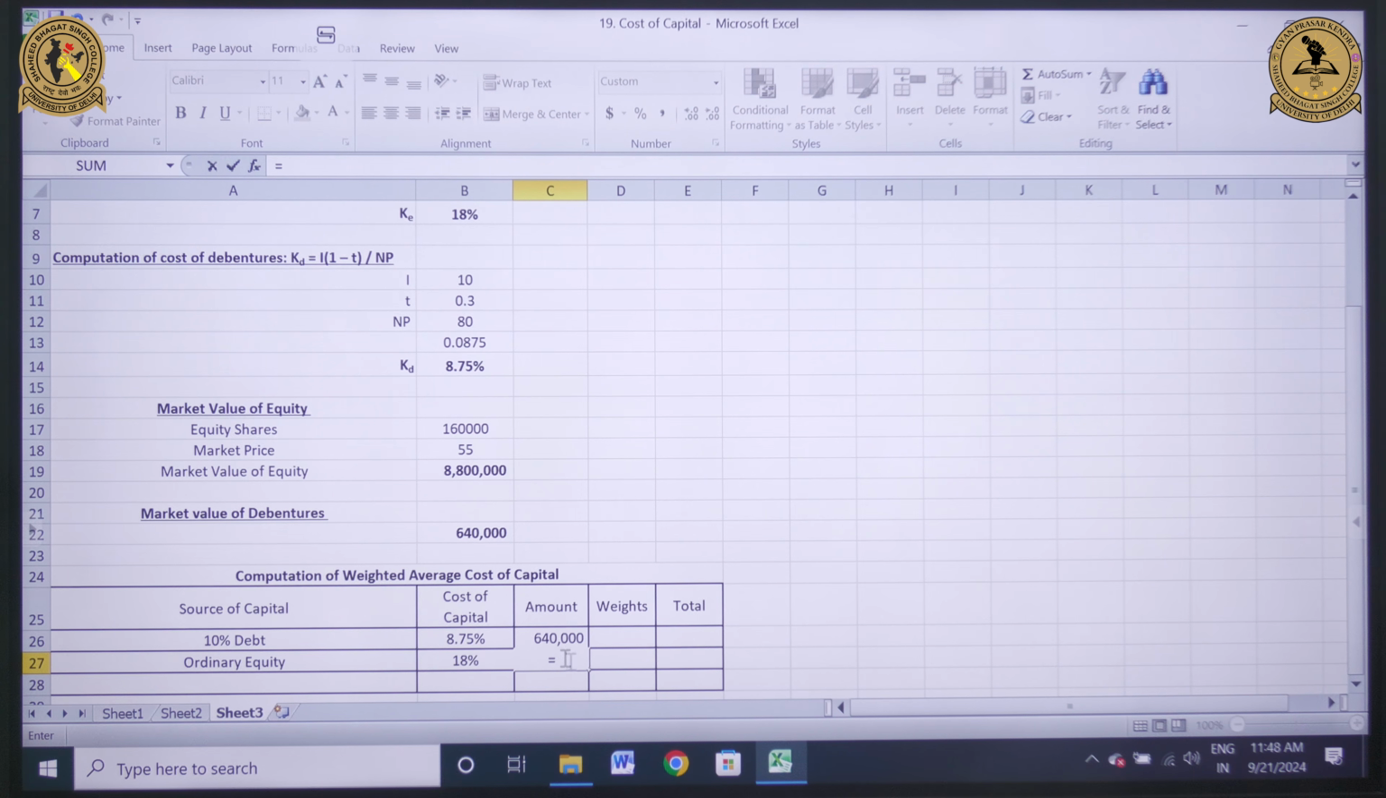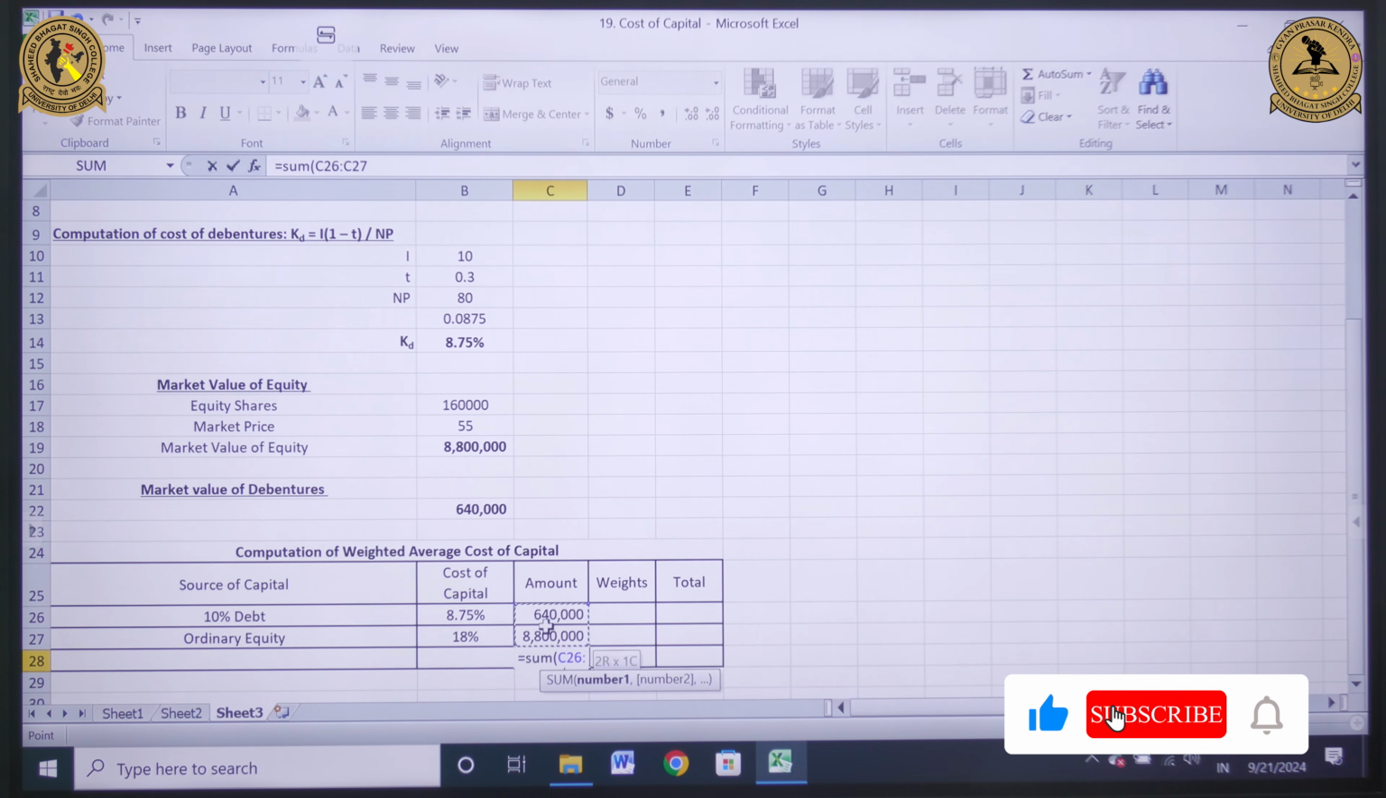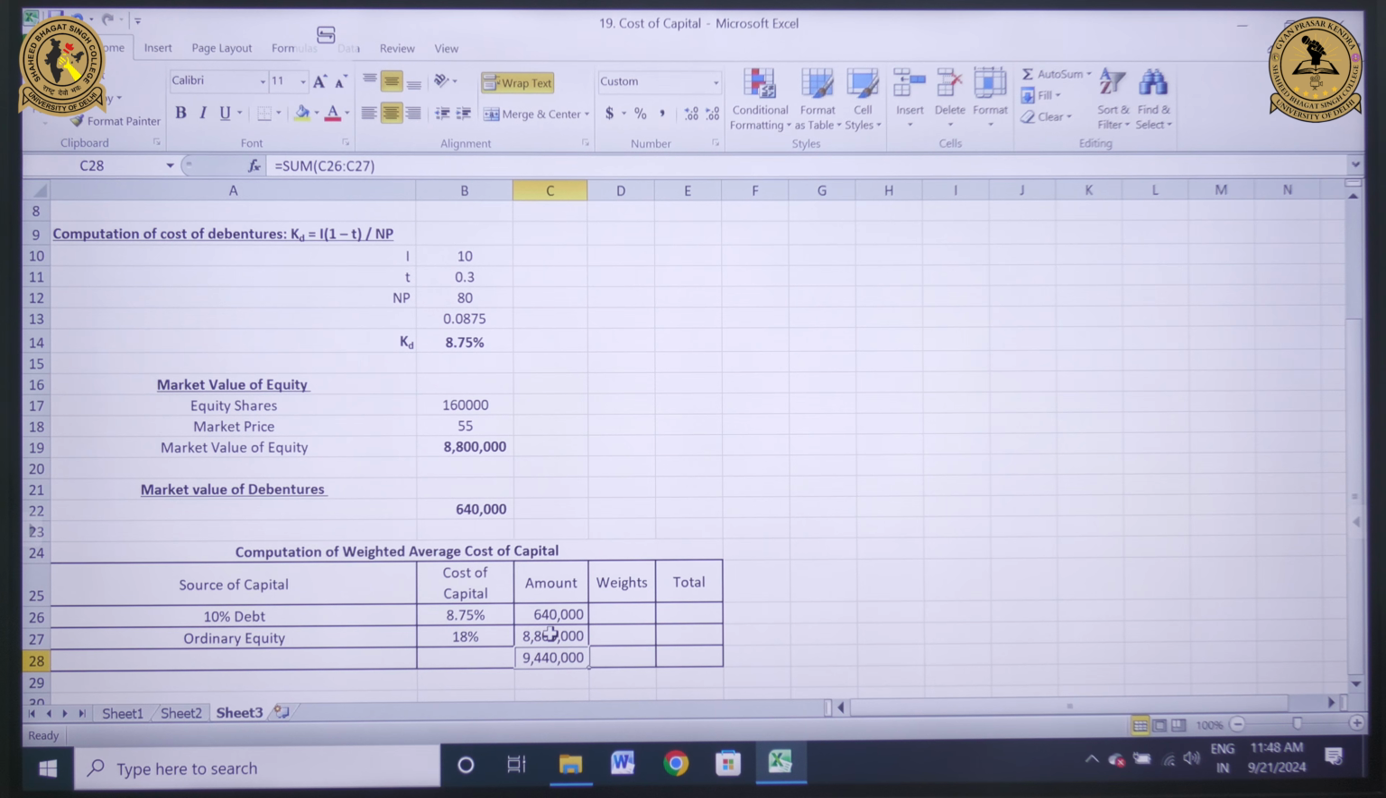For the ordinary equity, the market value is 88 lakh. So equals to B19. Let's total it. The total is 94,40,000. Now I need to calculate the weight. So equals to 6,40,000 represented by C26 divided by 94,40,000. The weight comes out to be 0.068.